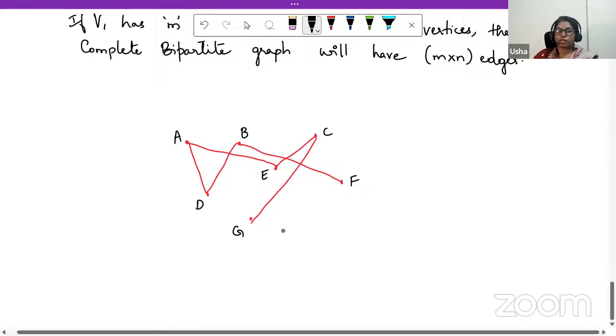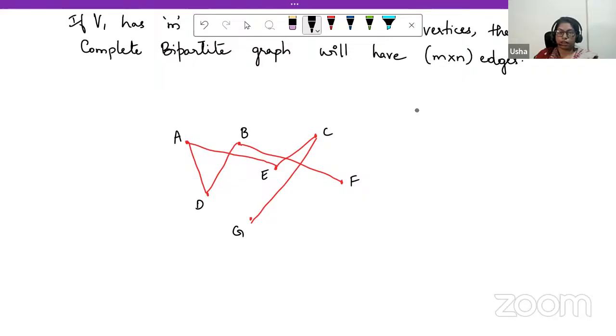For this, the vertex set now has 7 vertices, A, B, C, D, E, F, G. We will divide it into V1 and V2. Now A to D, there is an edge, right? So I will write A here. Whichever vertices A is connected with, you put all of these in V2. A is connected with D and E. So write that here.